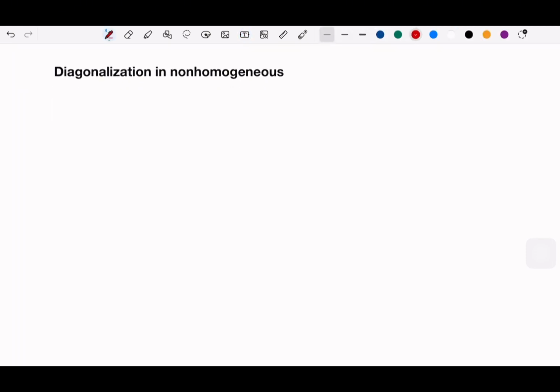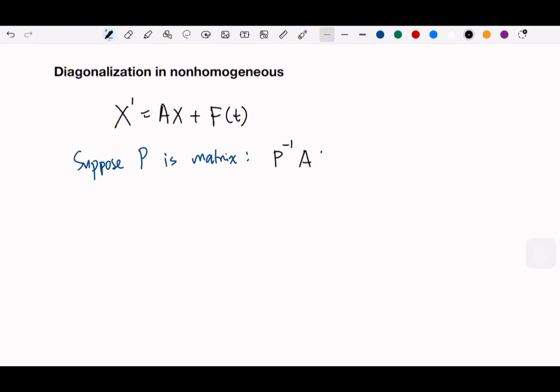So we are going to diagonalize the system x prime equals Ax plus f. And suppose P is a matrix that satisfies P inverse A P equals the diagonal matrix. This is a diagonal matrix.